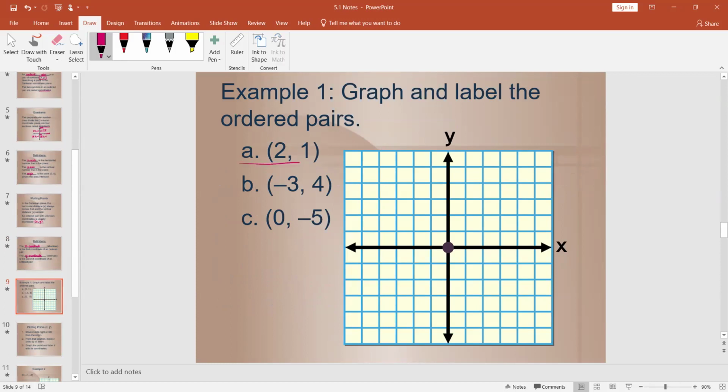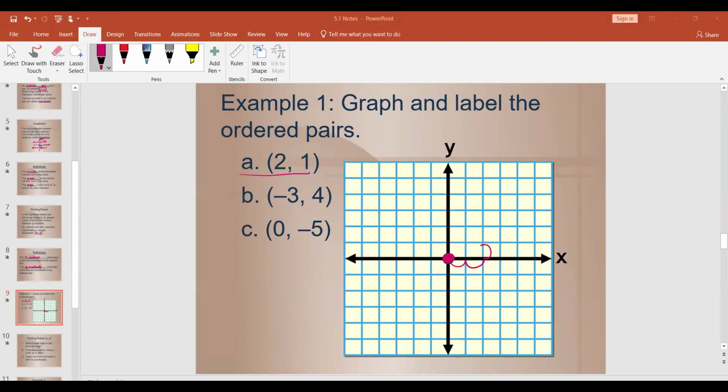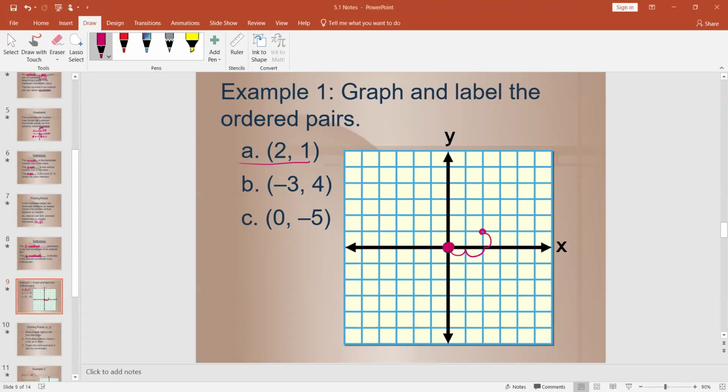Okay, so our first one, A, is (2, 1). So I start at my origin. The 2 tells me, because it's positive, I'm going to move right, 1, 2. And the 1 is positive, so that tells me I move up. So that means that my point falls at coordinate (2, 1), which makes sense. It's in quadrant 1, which is positive, positive. So if I have a positive x and a positive y, it better fall in this top right corner. Clean that up. That's messy. Okay, and so my second point, (-3, 4).